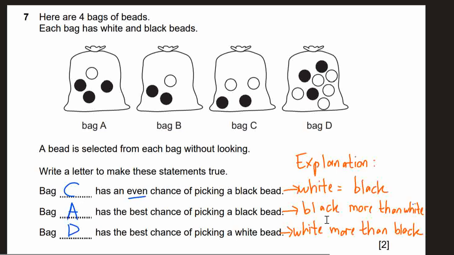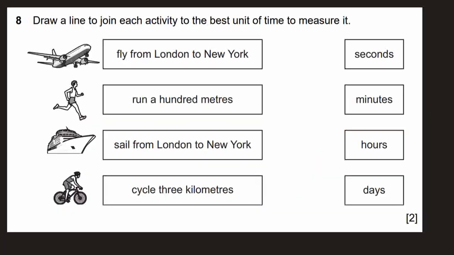Here's the answer. This is the explanation. Question number 8. Draw a line to join each activity to the best unit of time to measure it. Fly from London to New York. Run 100 meters. Sail from London to New York. Cycle 3 kilometers. 1 minute from now.